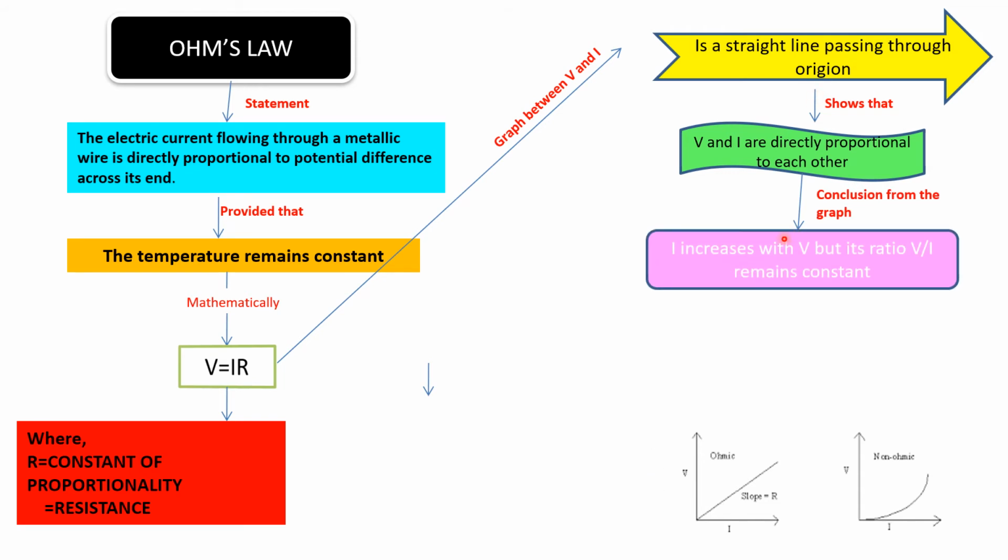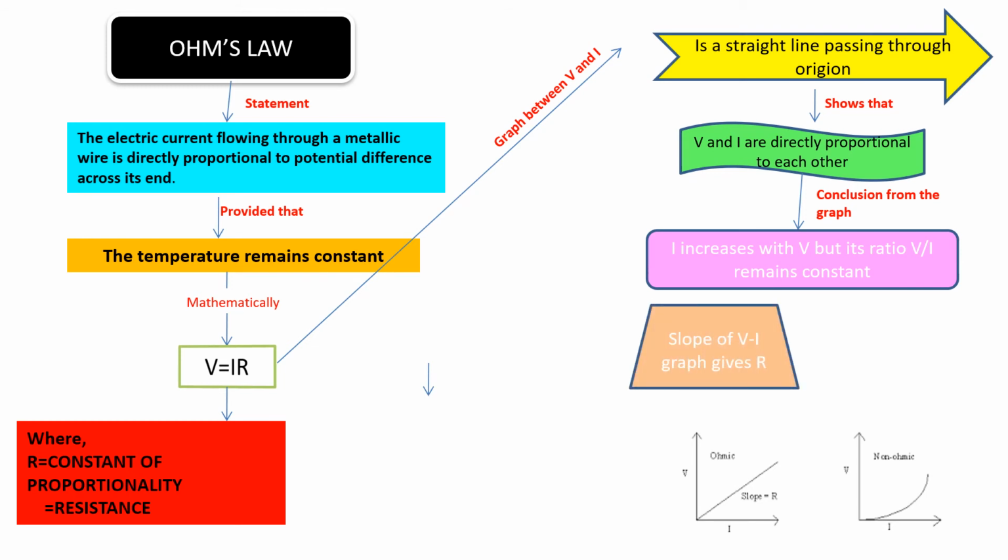What conclusion can we draw from the graph? That if V increases, meaning if you keep on increasing the potential difference, that is, you connect many cells, then as you increase the potential difference the current will also increase, but their ratio V by I will always come out to be a constant, right? So what did we learn from this graph? That it is always a straight line passing through origin for ohmic conductors when plotted between V and I, which suggests that V and I are directly proportional to each other. That means if I increases, V also increases, but the ratio always remains constant.